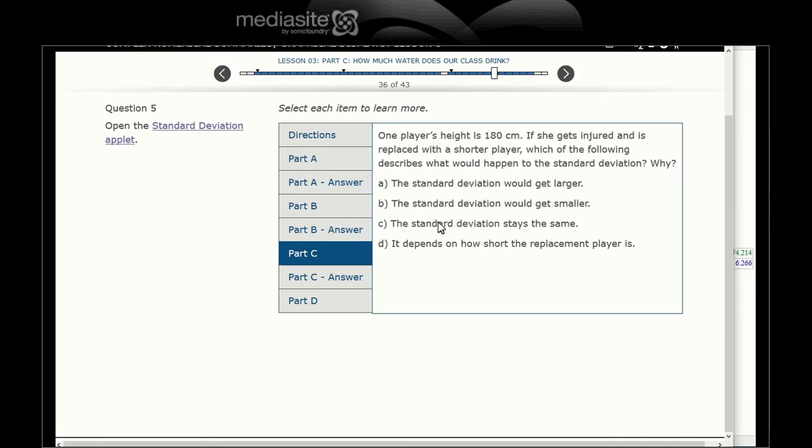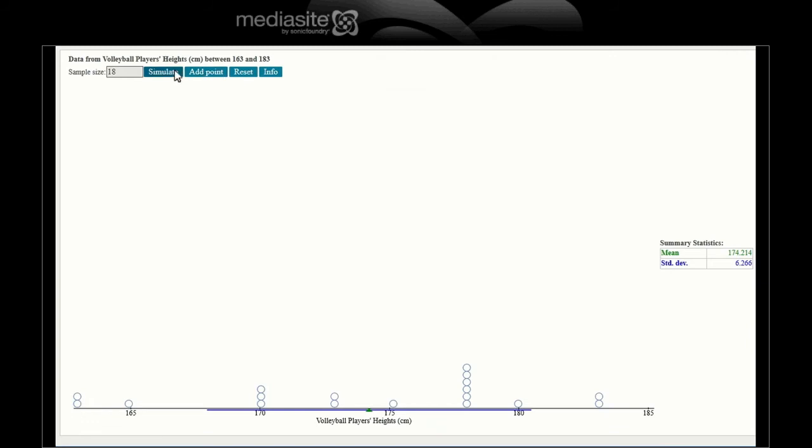Let's see what C is. One player's height is 180, gets injured and is replaced by a shorter player. Which of the following describes what would happen to standard deviation? Standard deviation will get larger, standard deviation will get smaller, standard deviation stays the same, or D, it depends on how short the replacement player is. Well, let's find out. Reset. Let's take the 180. And let's watch standard deviation as we get smaller. 6.43. Okay, it's getting smaller.